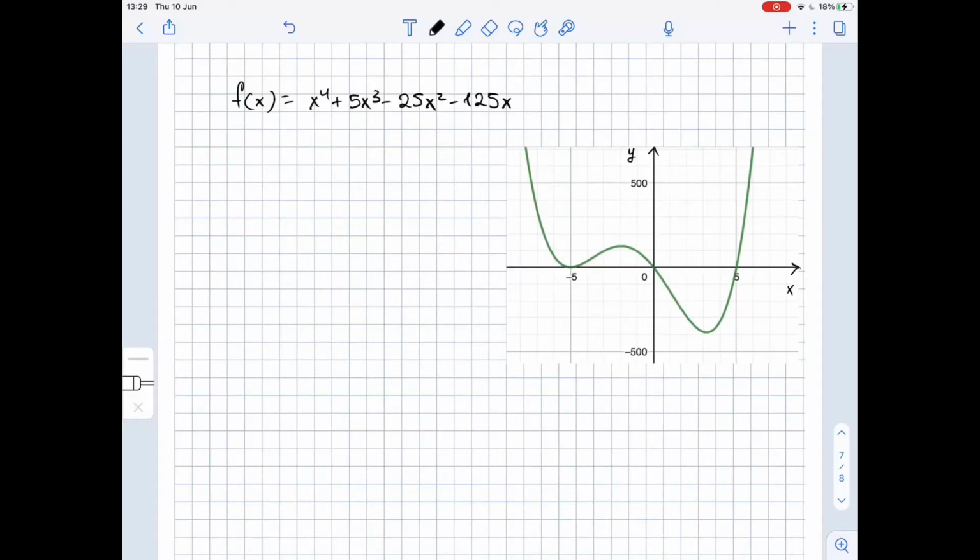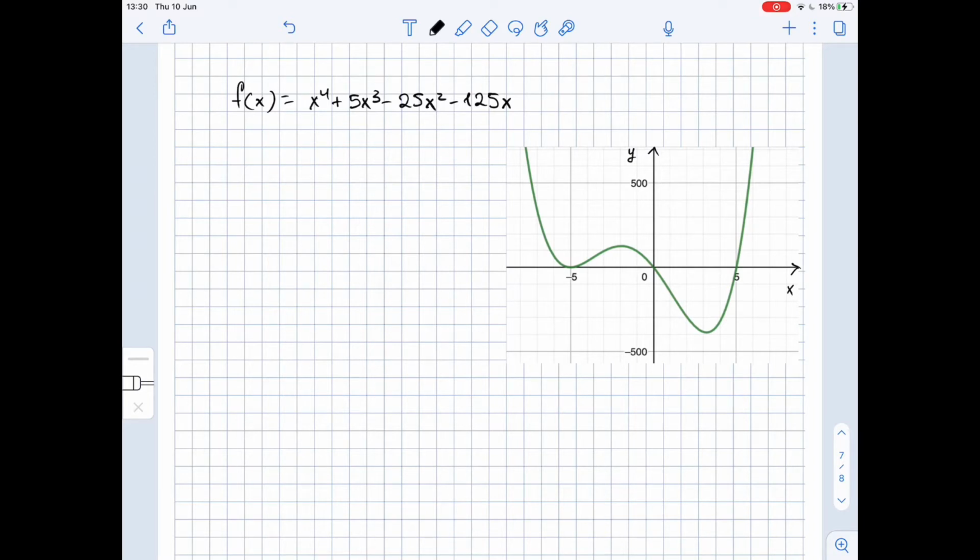So we have the following function: x to the fourth power plus 5x cubed minus 25x squared minus 125x. And we also have a graph of this function. And what we need to do is factor the polynomial using the graph.